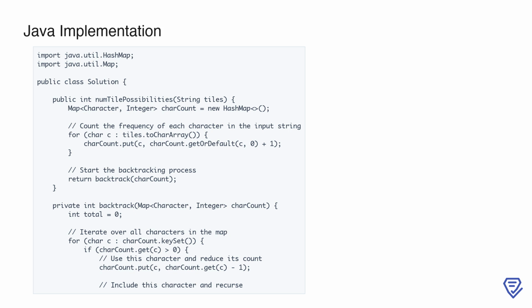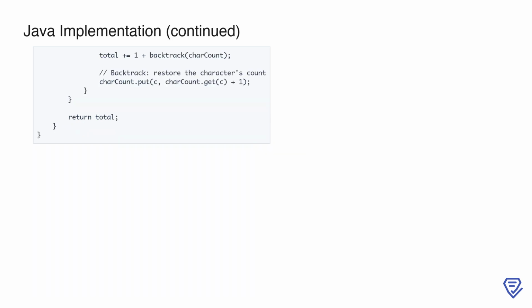After building this frequency map, we initiate the backtracking process by calling the helper method backtrack, passing in the charCount map. This is where we'll explore all possible combinations of tiles recursively. In the backtrack method, the variable total is initialized to 0 to keep track of the number of possible sequences. We then iterate over all the keys in the charCount map, which represent the unique characters. If the count for a character is greater than 0, it means this character can still be used. We decrement its count in the map to simulate using this character.